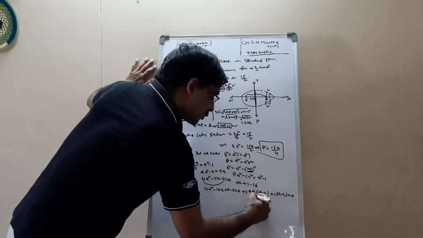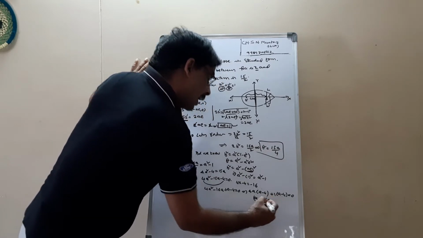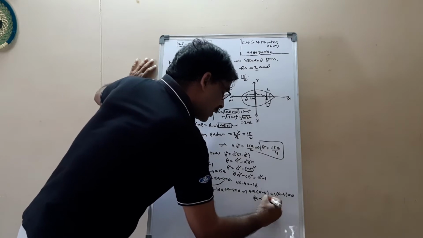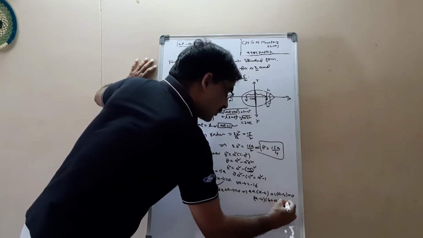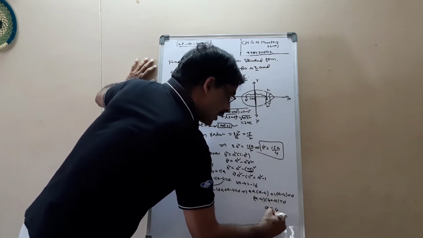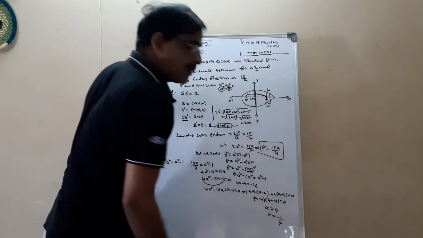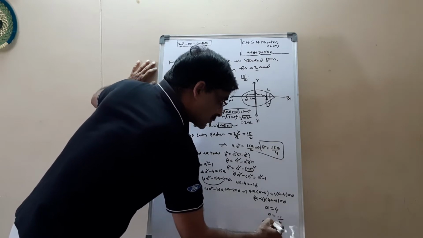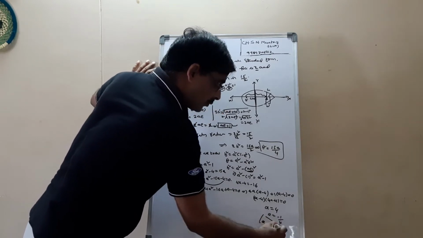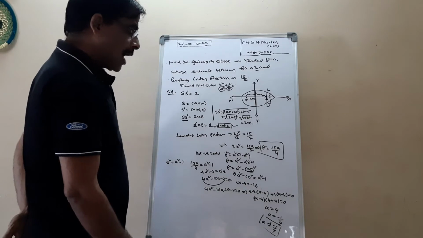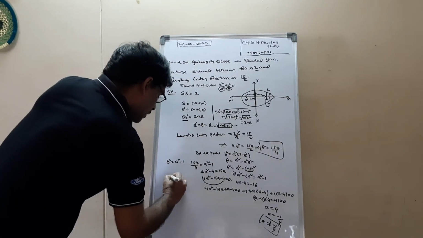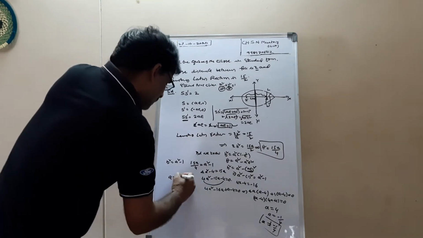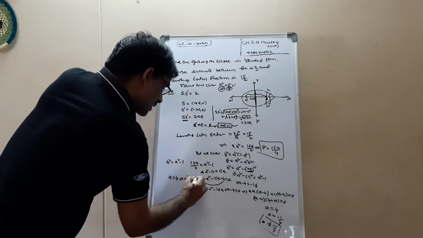Or a minus 4 into 4a plus 1 equal to 0. Or a equal to 4, or a equal to minus 1 by 4. Of course, a equal to minus 1 by 4 does not exist. So we have a equal to 4. Now, this implies a square equal to 16.